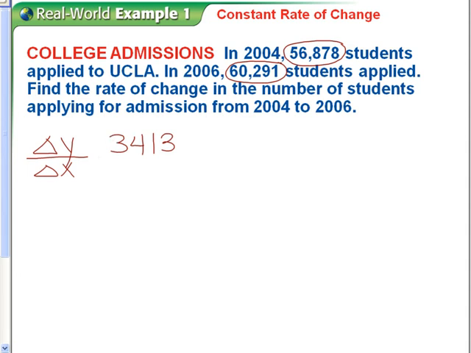Then our x values is our change in years. So it's going from 2004 to 2006. Subtract those, which is 2 years. So to find the average rate of change, you take the numerator divided by the denominator. And on average, the applications are going up by 1,706.5 students.